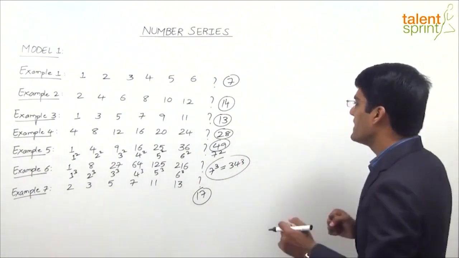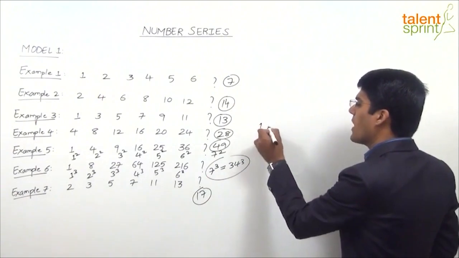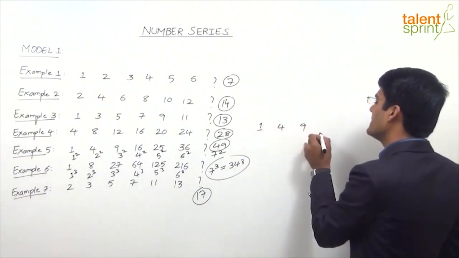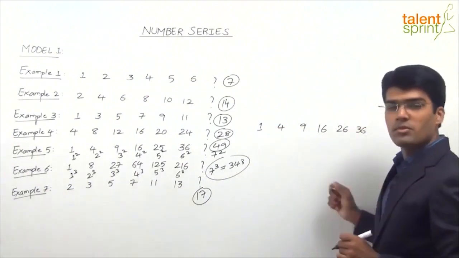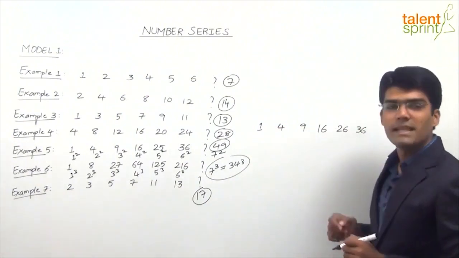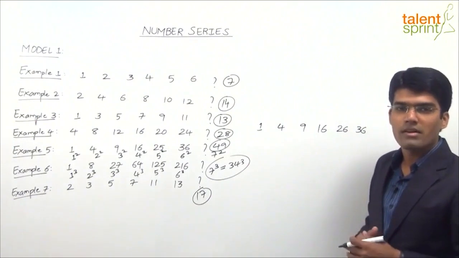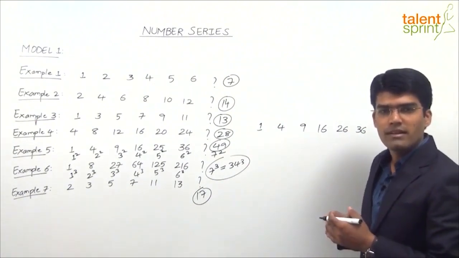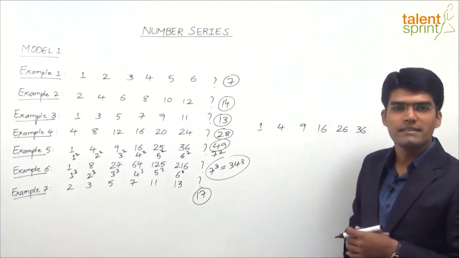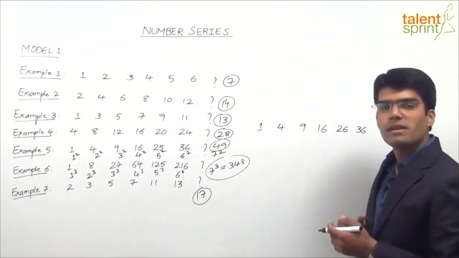For example, let's say the series is as follows: 1, 4, 9, 16, 26 and 36. And we are supposed to find out which one of these numbers is wrong, or what is the odd number here which does not fit into the series. Now again, as I've mentioned earlier, we have to identify the rhythm of the series and then understand which of these given numbers is wrong.